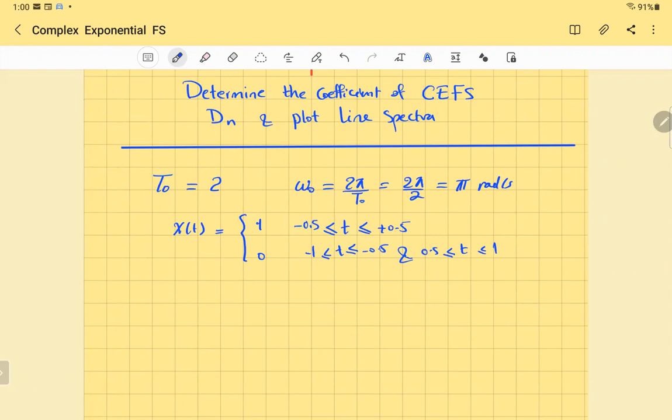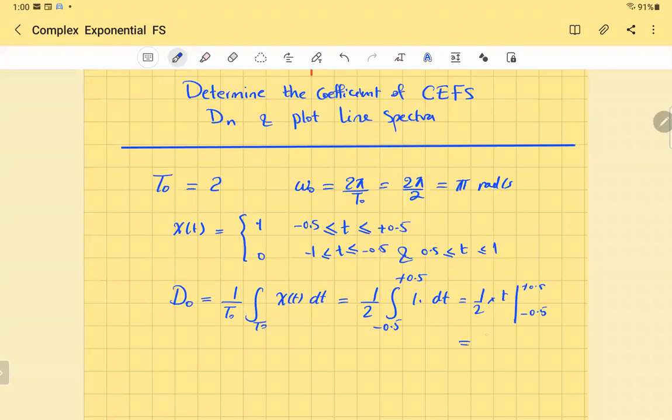I'm going to use the normal one. I will say d naught is equal to 1 over T naught, the integration of the signal over the period. So I have 1 over 2, and the integration I'm taking from minus 0.5 to plus 0.5 of 1 dt. So I have half times t, and t from negative 0.5 to positive 0.5 will be 1, so it's equal to 1/2.